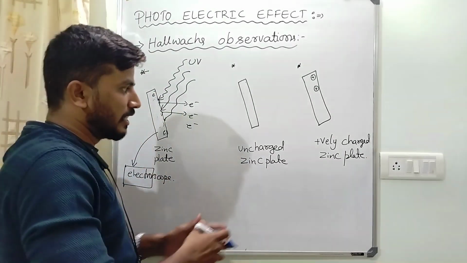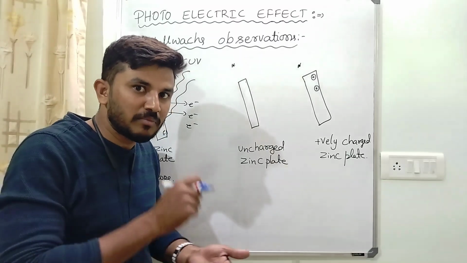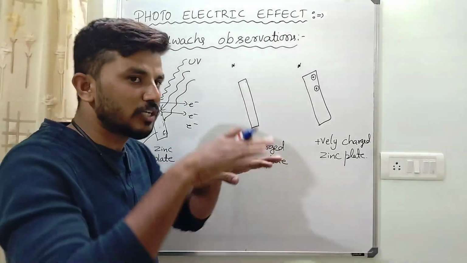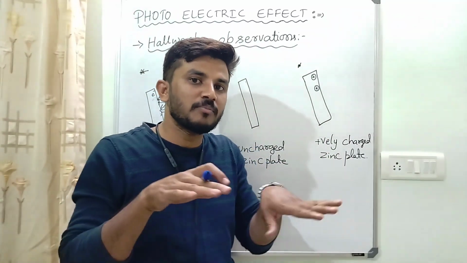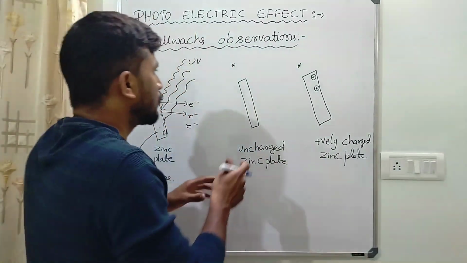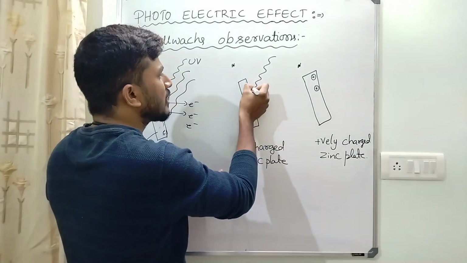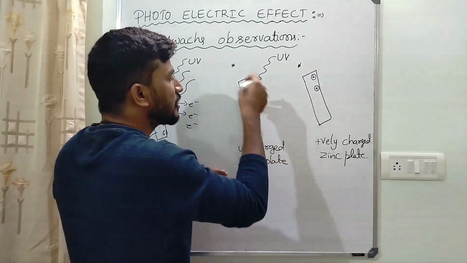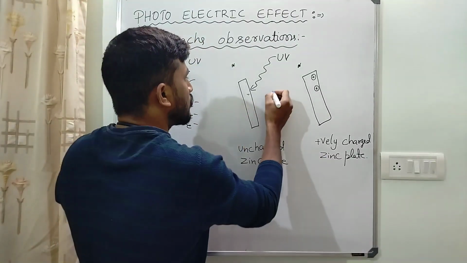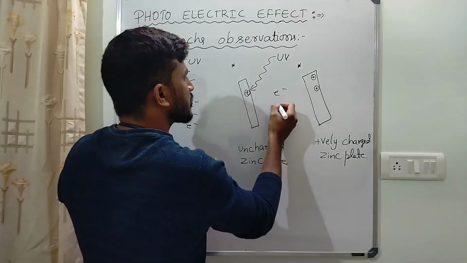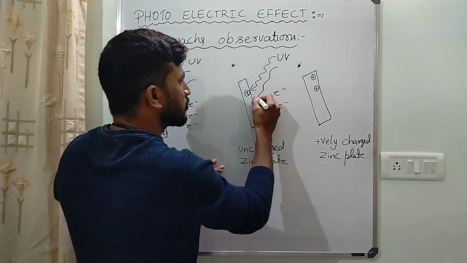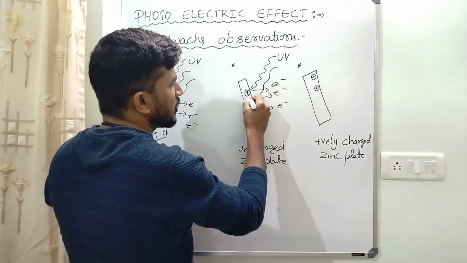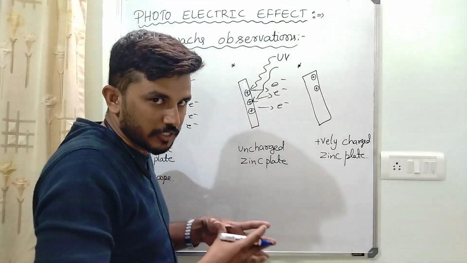Then he conducted the same experiment for an uncharged body. Here the number of protons and number of electrons are the same, so it is called a neutral body. When UV radiations fall, the electrons which are bound come out, then it will become positively charged. Again one more electron will come out with the absorption of energy, so it will get positively charged.